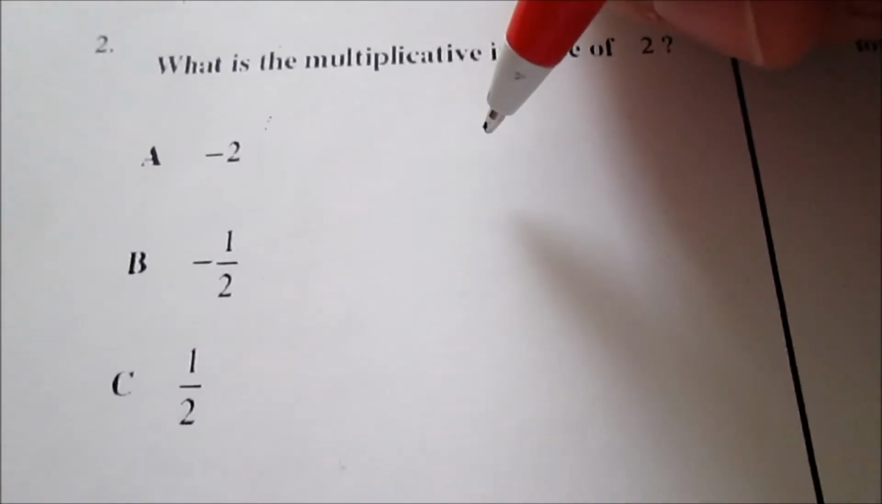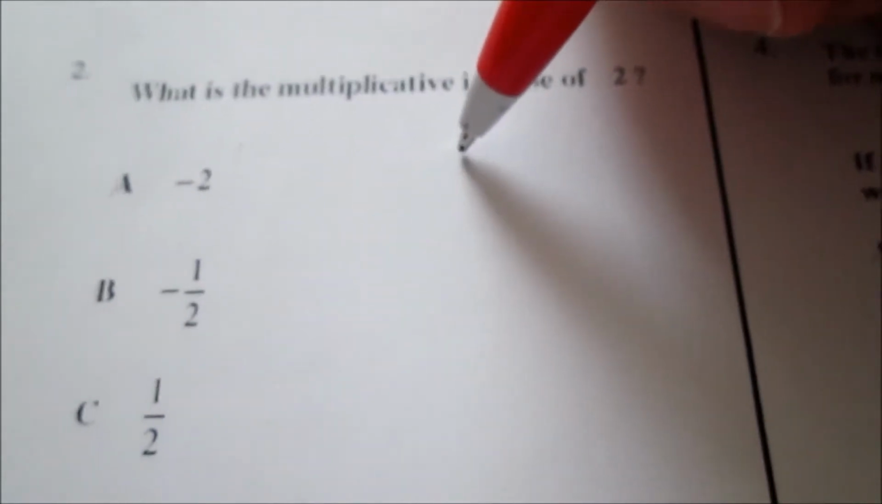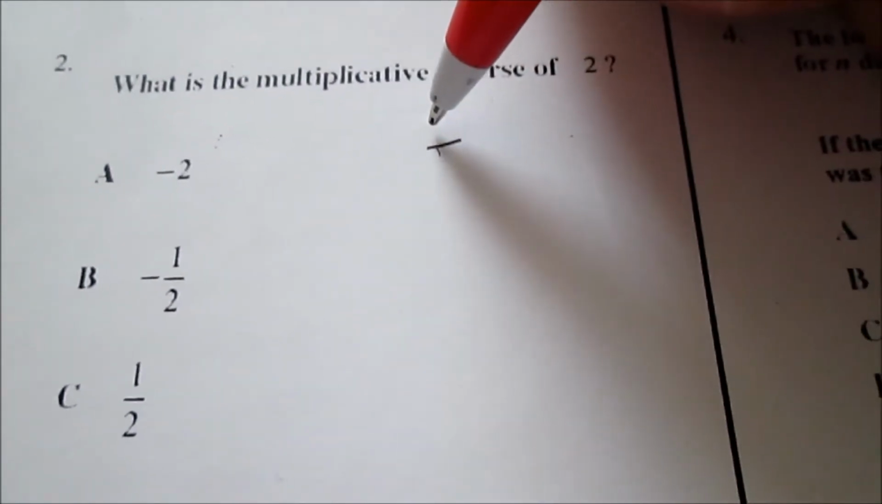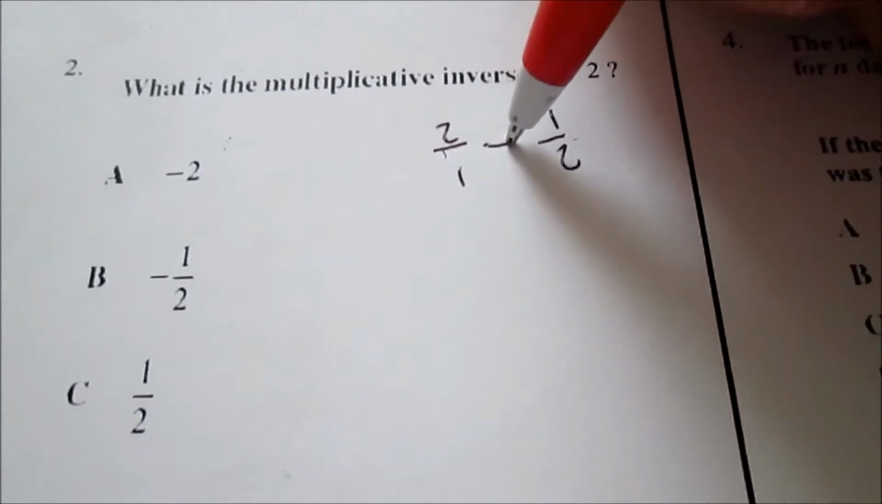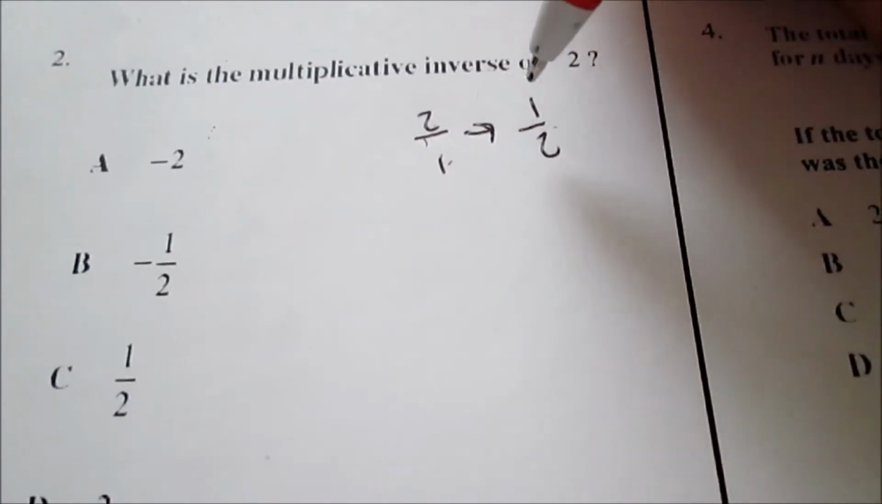Question number 2. What is the multiplicative inverse of 2? Inverse basically means it's kind of like opposite. Imagine taking the 2 and flipping it around. So instead of 2 over 1, I flip it around and it becomes 1 over 2. So from 2 over 1 to 1 over 2.